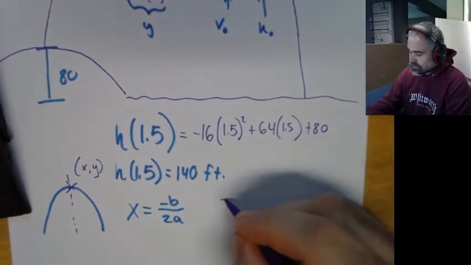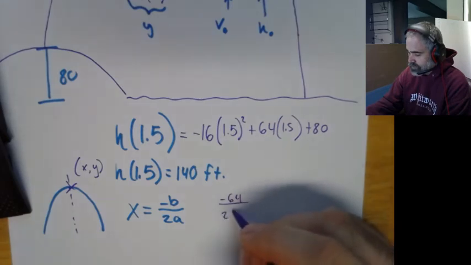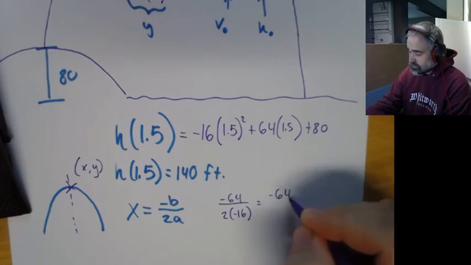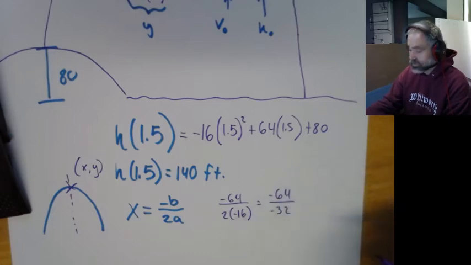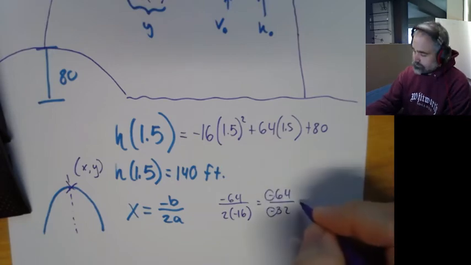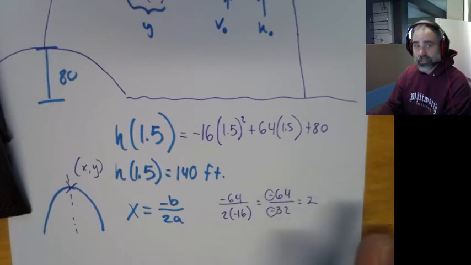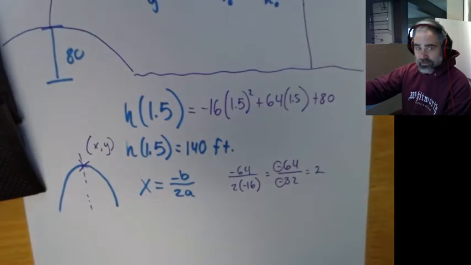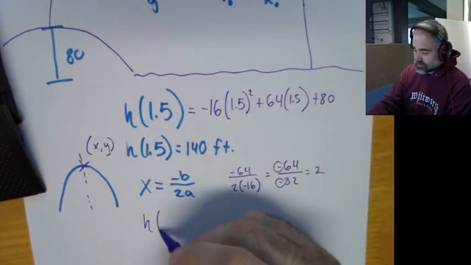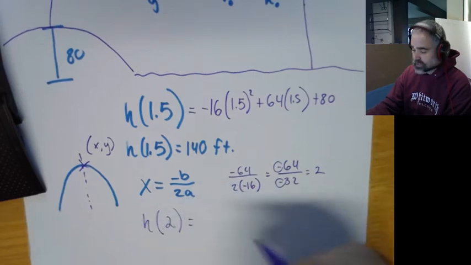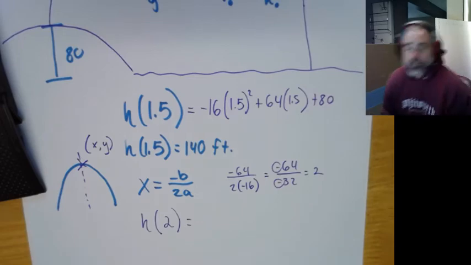B was 64, so that's negative 64 over 2a, which is 2 times negative 16. All right, and so that's negative 64 divided by negative 32, and you could do that in your head, I hope. That equals positive 2 because a negative divided by a negative equals a positive. So the maximum height occurs 2 seconds after launch, which means all I'm looking for here is the height after 2 seconds. So instead of h of t, I want to find h of 2. It's the same thing. What is the height when I have 2 seconds?